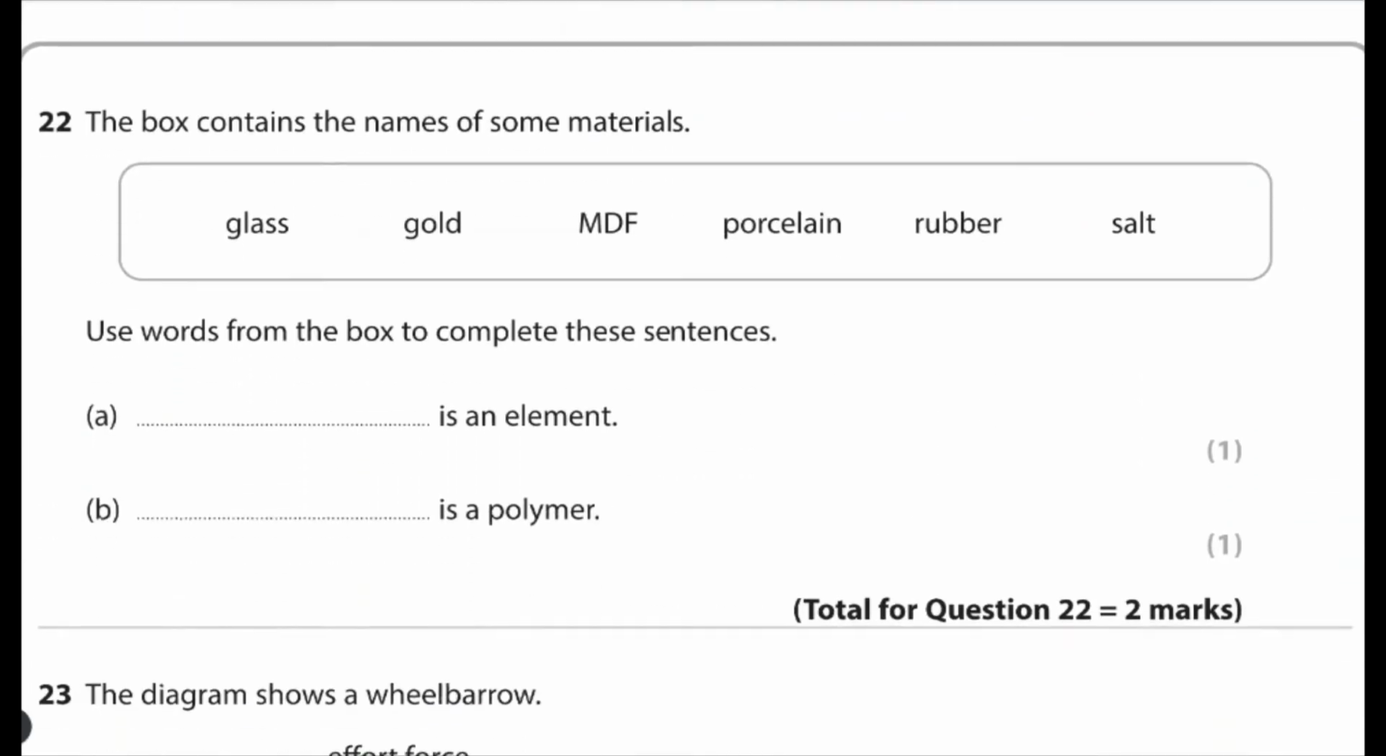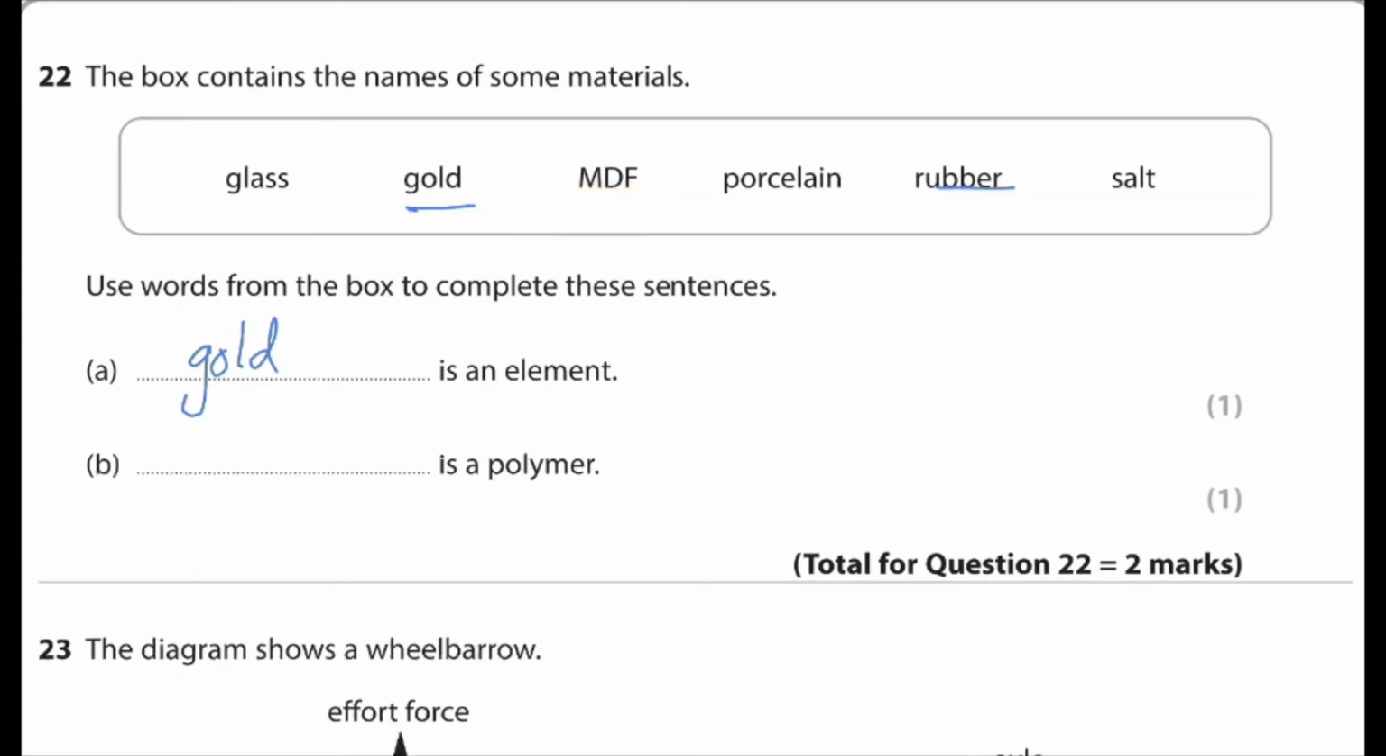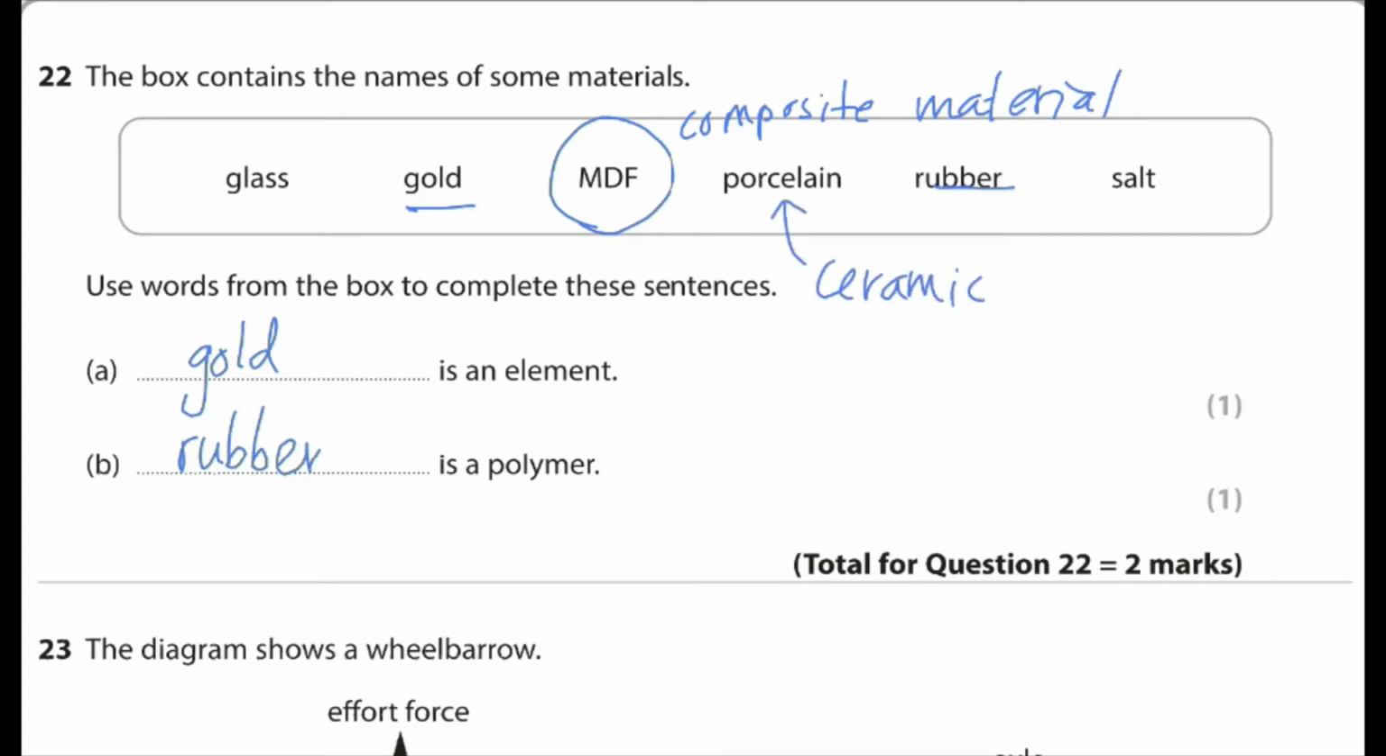Next one, the box contains the names of some materials. Use words from the box to complete these sentences. Element, polymers. So we look at what is an element out of this. Yeah, gold is an element. Then polymers, we have rubber as a polymer. MDF is a composite material. And porcelain, ceramic material. Salt is salt, and glass is also ceramic material. Moving to next.